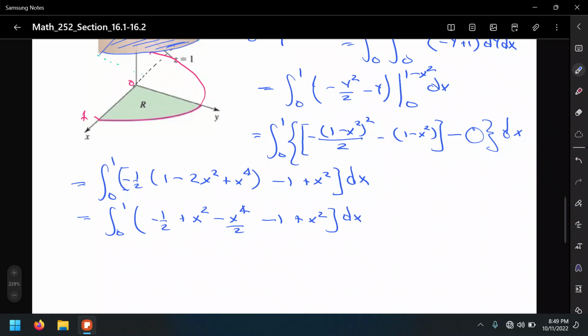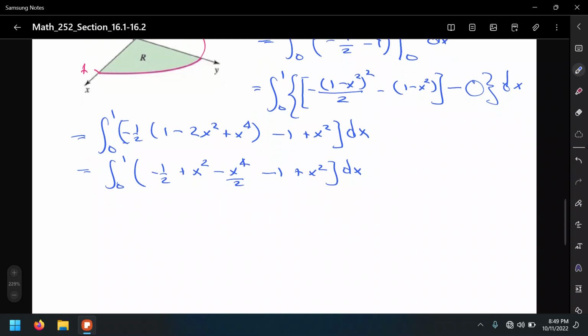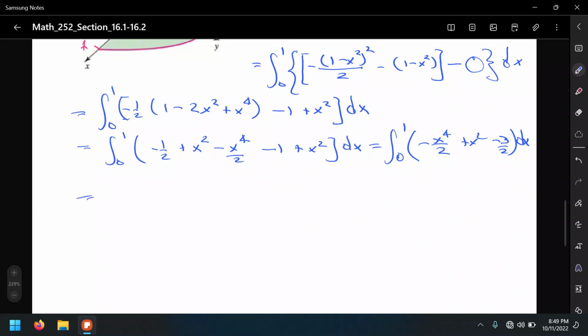dx. So this will be negative 1/2 minus 1. That's going to be negative 3/2. And I'm just going to write negative x to the 4th over 2 plus x squared, and then minus 3/2 dx. And well, so if we compute this integral, we should get 2/5 at the very end, and that's the volume. All right.